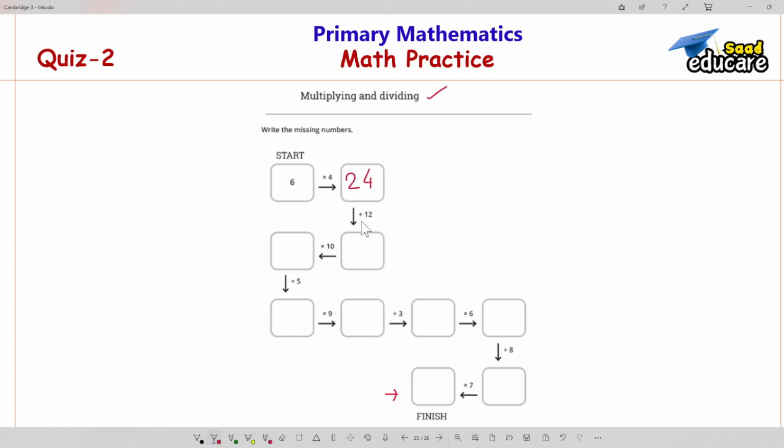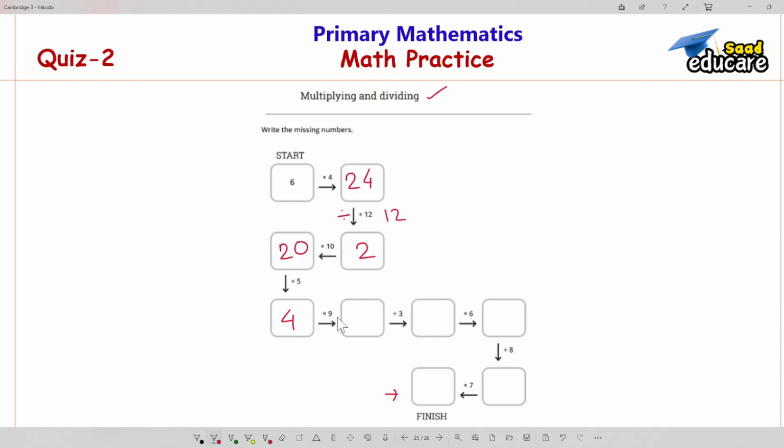And then here is divide. This is the division sign. So 24 divide 12, what? We will get 2. Then 2 times 10, it will be 20. 20 divide 5, it will be 4.